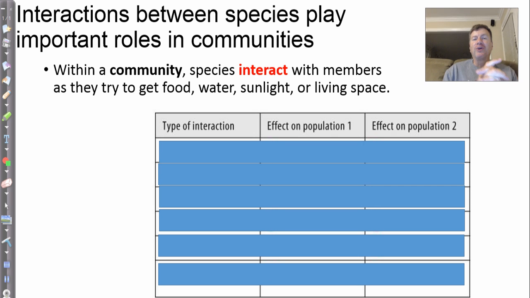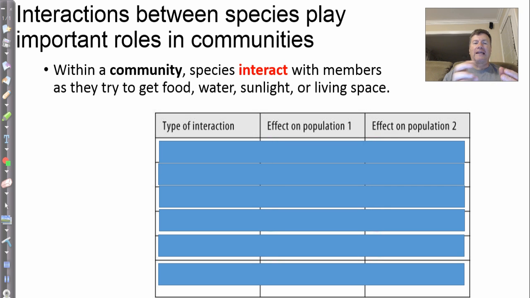They can be where they're both going for the same resource, or one is trying to eat the other one, or one is being eaten by the other one. So we can look at interactions a couple of different ways. We'll give them a classification here.